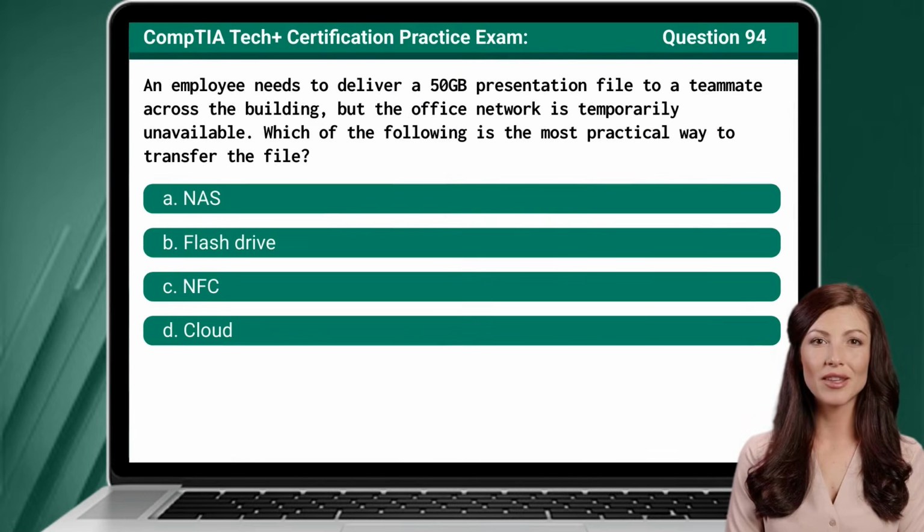Question 94. An employee needs to deliver a 50-gigabyte presentation file to a teammate across the building, but the office network is temporarily unavailable. Which of the following is the most practical way to transfer the file?